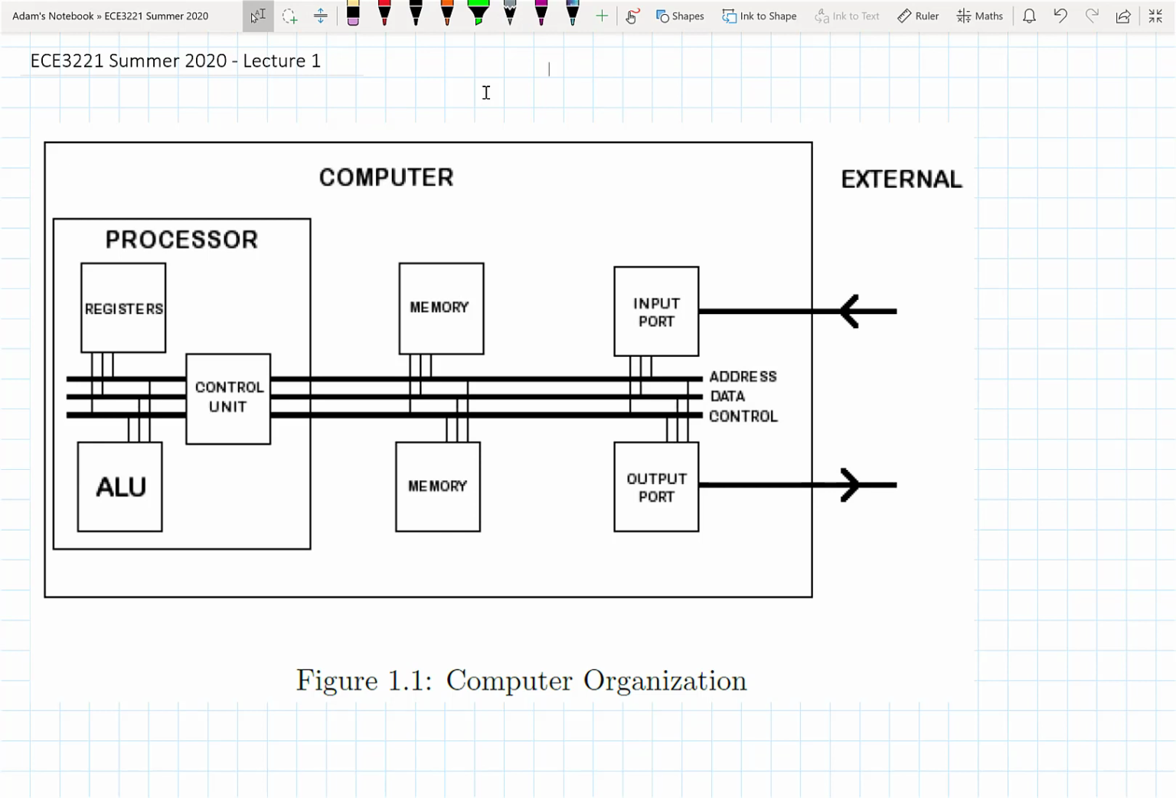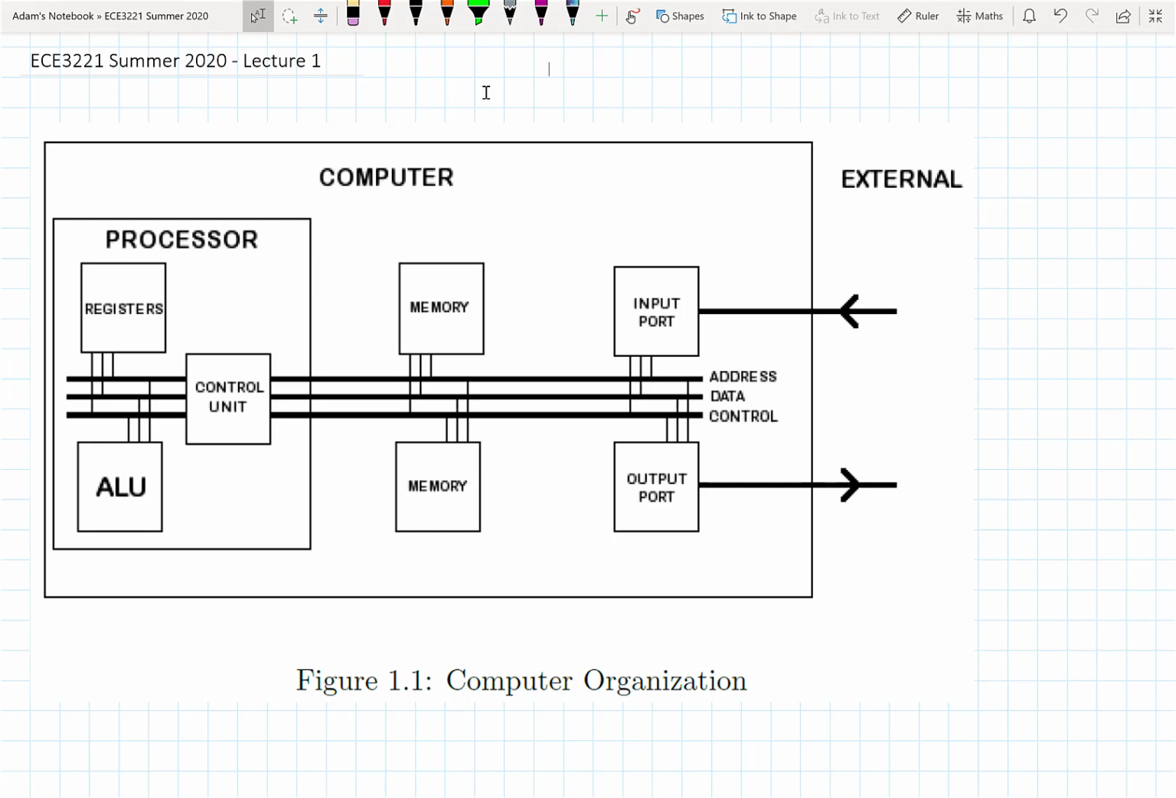We can also focus on the processor itself, which is just made up of the registers, the control unit, and the ALU, or the arithmetic and logic unit. Or we can expand out to talk about the entire computer, which then incorporates our memory and our input and output ports, those things that give us access to the outside world. And then you see that label to the outside world called external.